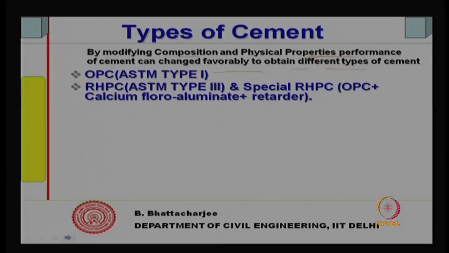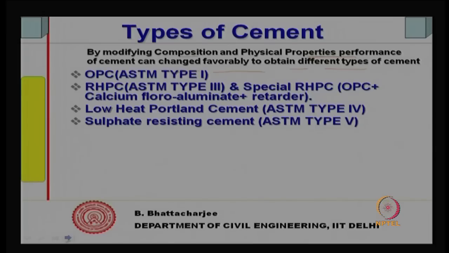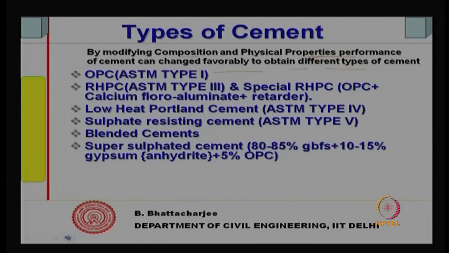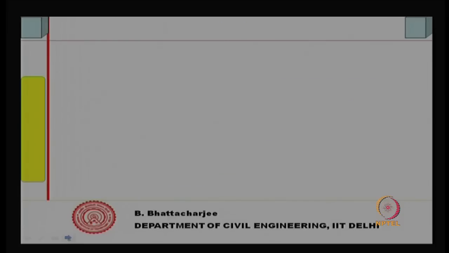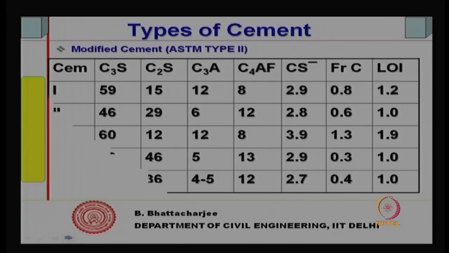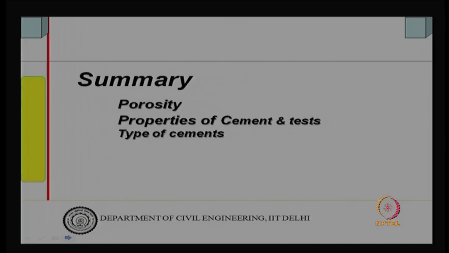For example, OPC is the first type of cement, RHPC, rapid hardening Portland cement, is the second kind of cement, ordinary Portland cement, low heat Portland cement, sulphate resisting cement, blended cements of various kinds, and super sulphated cement. We will discuss all of them, white cement, so many other expansive cements which will expand, and various other kinds of cement. I will look into this in the next class. So, with this we can summarize types of cement we will discuss in the next class.